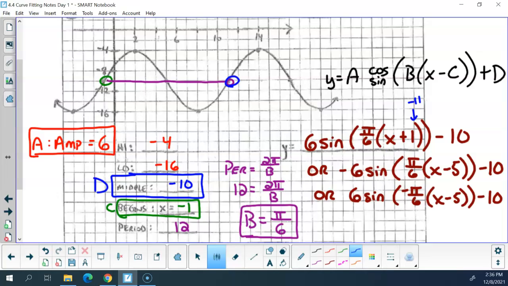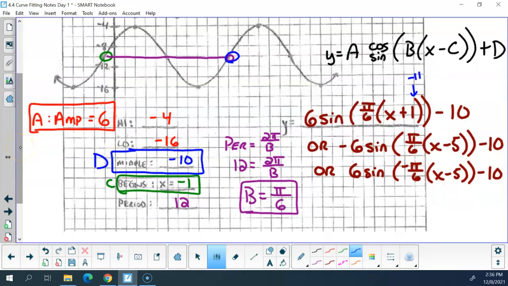So let's walk through it, okay? Would it have changed A? No. Changed B? No. Change C? Yes, sir. Change D? No. So the cosine curve here, if it was cosine of pi over 6 times x, then what would it be? Minus 2?